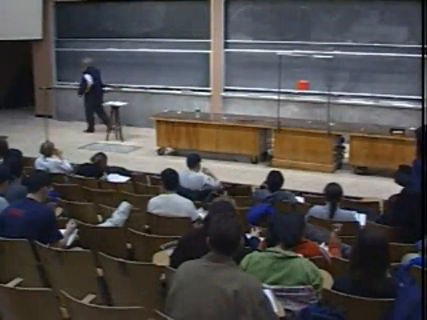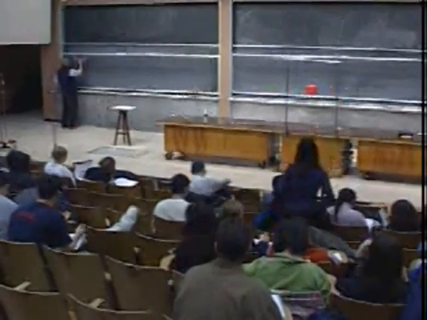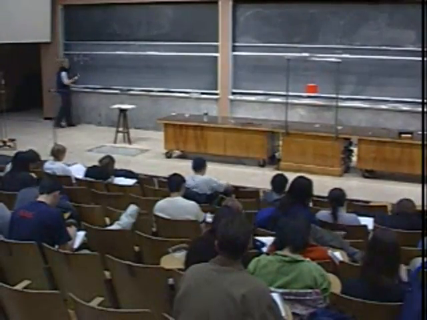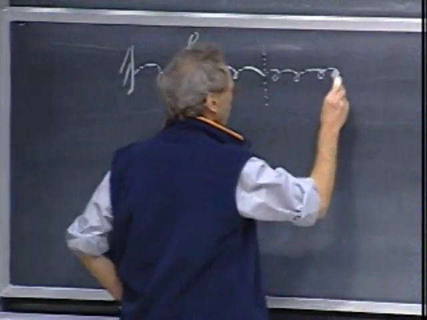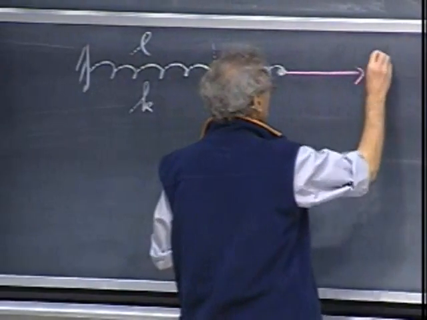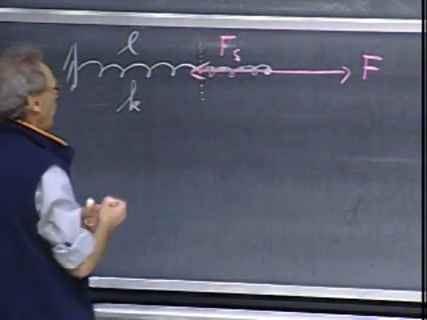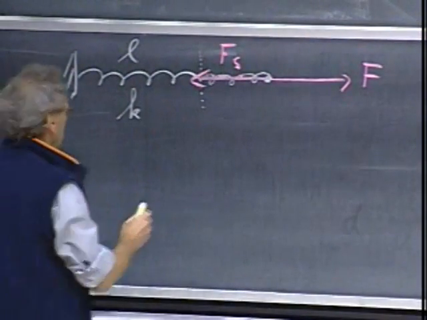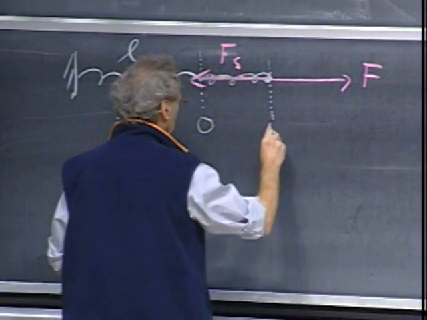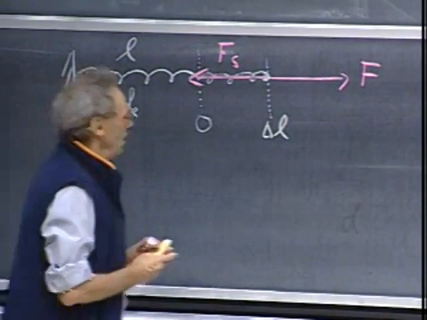When we take a spring, something that we are so familiar with now, and the spring has length L in a relaxed state, spring constant K, I can extend the spring with some force that I apply. The spring then will counter it with a spring force, and it will be in equilibrium there. I call this the zero position, and let's call this now delta L instead of x, what we have done before.